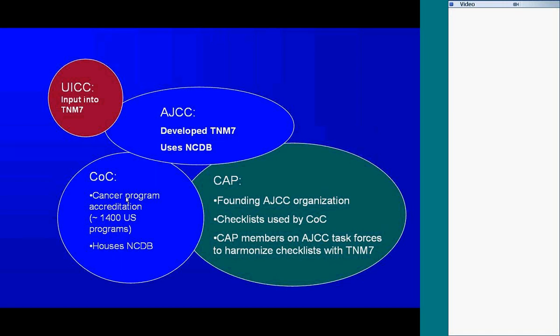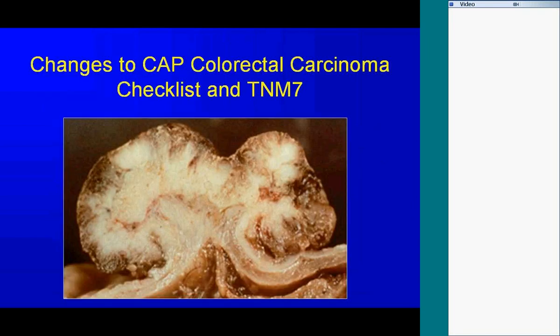About 70% of the cancer patients seen in the United States are taken care of in COC-accredited programs. And the COC houses the National Cancer Database, which is a large repository now of cancer-related data. And these data are used by the AJCC in developing and changing their staging systems. And, of course, AJCC also cooperates with the UICC for global cancer staging.